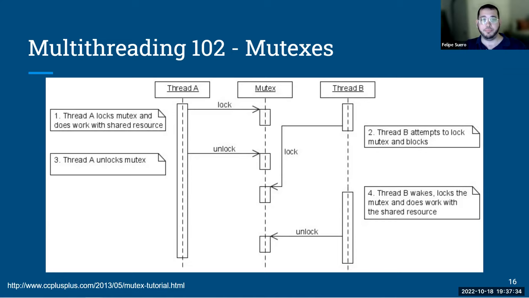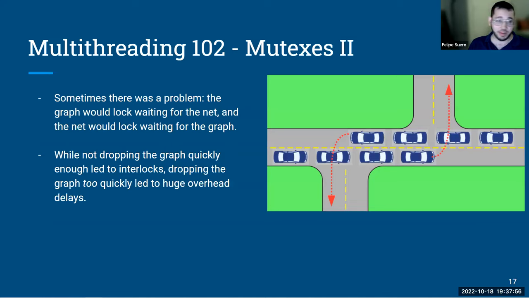When thread B goes to pick it up, it locks the graph again, does its thing. If thread A comes along at the same time and says, actually, I need that graph back, it has to wait until thread B is finished, and so on and so forth. It works really well. It's a great process for sharing your resources. But if you've heard this description or worked in multi-threaded problems before, you can probably already imagine some of the issues that emerge with mutexes. And that's what we're going to talk about now.